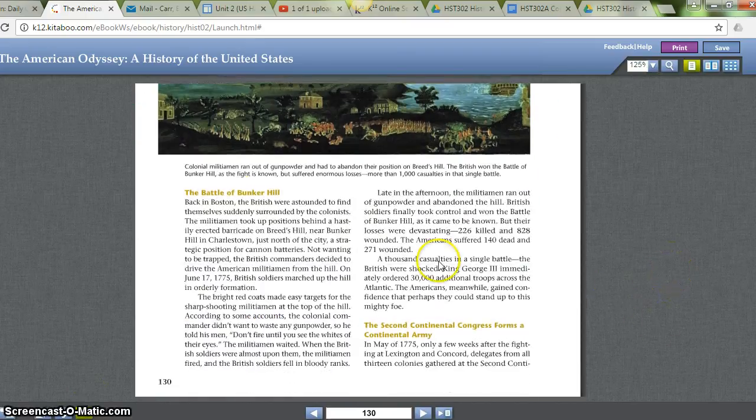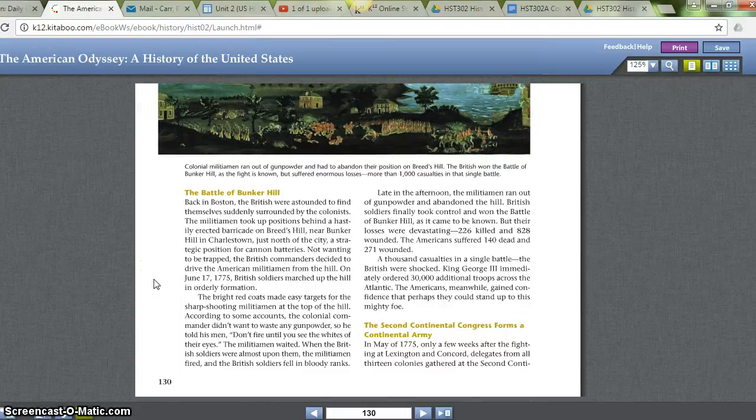The Battle of Bunker Hill. Back in Boston, the British were astounded to find themselves suddenly surrounded by the colonists. The militiamen took up positions behind a hastily erected barricade on Breed's Hill near Bunker Hill in Charlestown, just north of the city, a strategic position for cannon batteries. Not wanting to be trapped, the British commanders decided to drive the American militiamen from the hill.